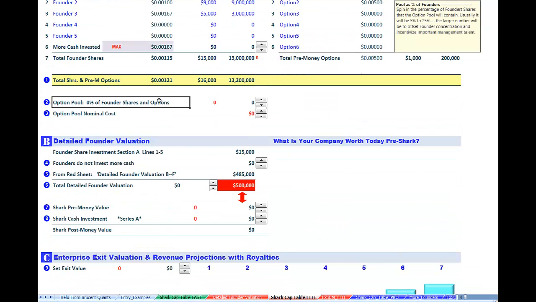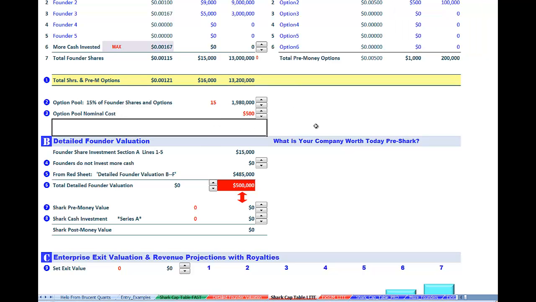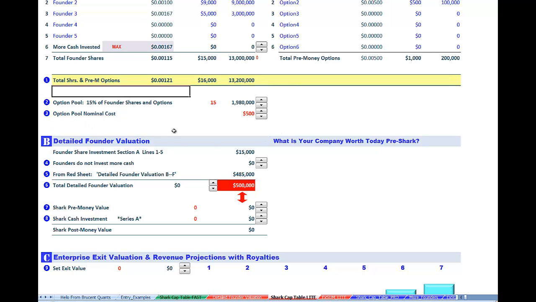Number 2 is the option pool. Professional investors like to see an option pool. It's a way of rewarding future managers with a significant portion of your company. It dilutes you, but not the investors. So let's put in 15%. We should have a nominal positive cost of, let's say, $500. If it gets to be too small, you will end up with giant internal rates of return, and it looks kind of silly. Detailed founder valuation.